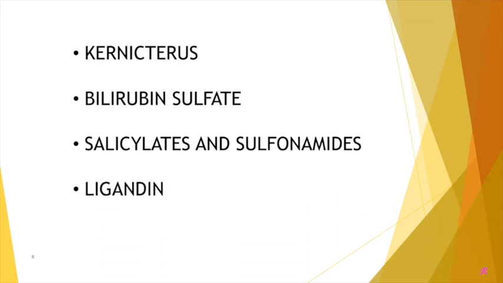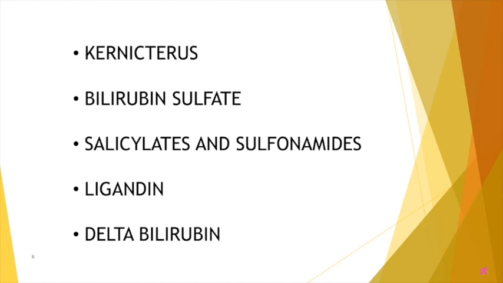Next is ligandin. I already told earlier that in the hepatocytes bilirubin dissociates from albumin and gets combined with a cytoplasmic protein called GST, that is glutathione S transferase. Ligandin is another name for GST. Next is delta bilirubin.